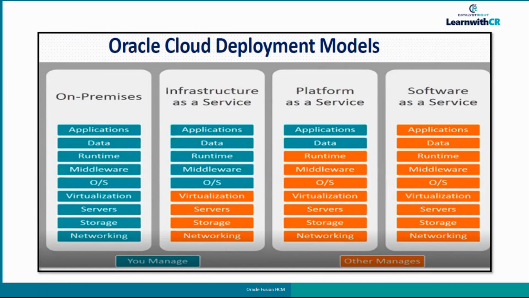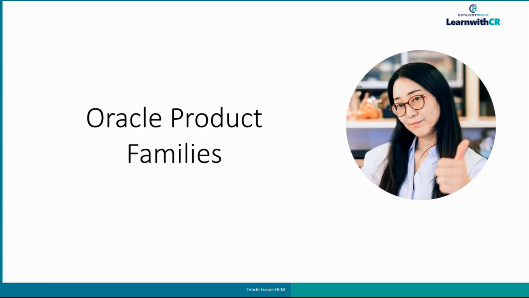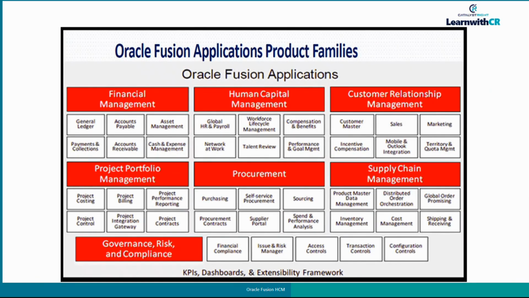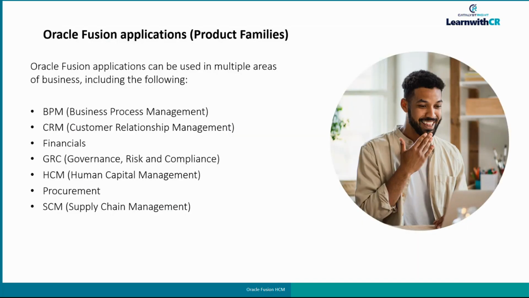Okay. Now, if I go to further slides, this is the product family. Oracle Fusion provides product families in finance, human capital management, customer relationship management, project portfolio, procurement, supply chain, governance, risk and compliance. Now, what will we focus on? We will primarily focus on human capital management.